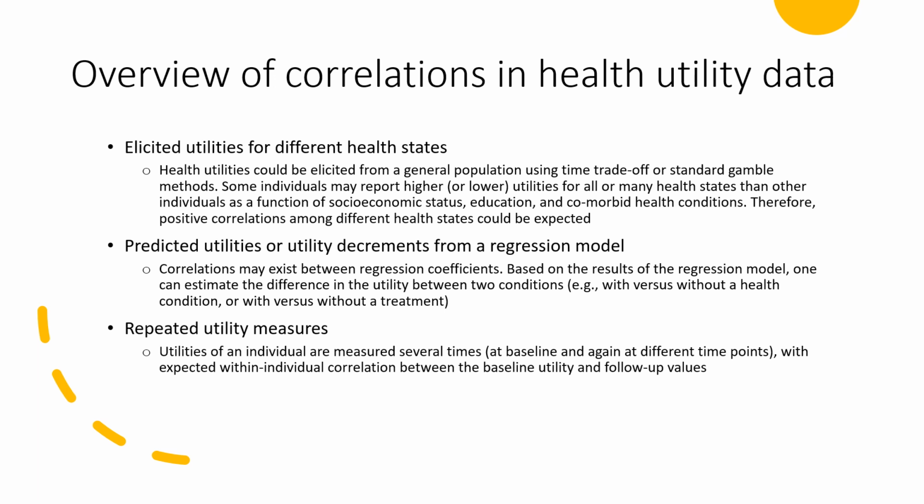Third, repeated utility measures. Researchers often use longitudinal studies with repeated measures to evaluate the impact of interventions on health-related quality of life, including health state utility. Utilities of an individual are measured several times, at baseline and again at different time points, with expected within individual correlation between the baseline utility and follow-up values.